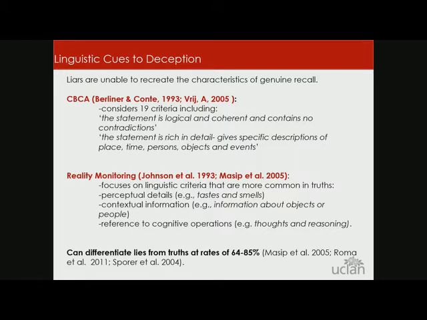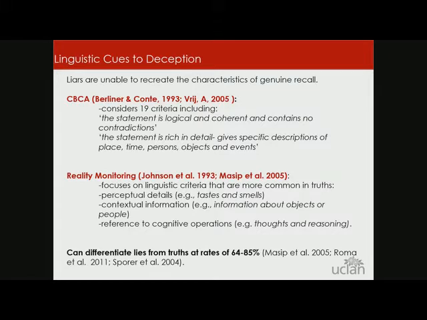And all of this research has fed into looking at verbal coding schemes, the two most popular being criteria-based content analysis and reality monitoring, which we've heard a little bit about already today. So very briefly, CBCA looks at 19 criteria which are thought to occur more commonly in truthful statements. This includes things like the statement is logical and coherent and contains no contradictions.